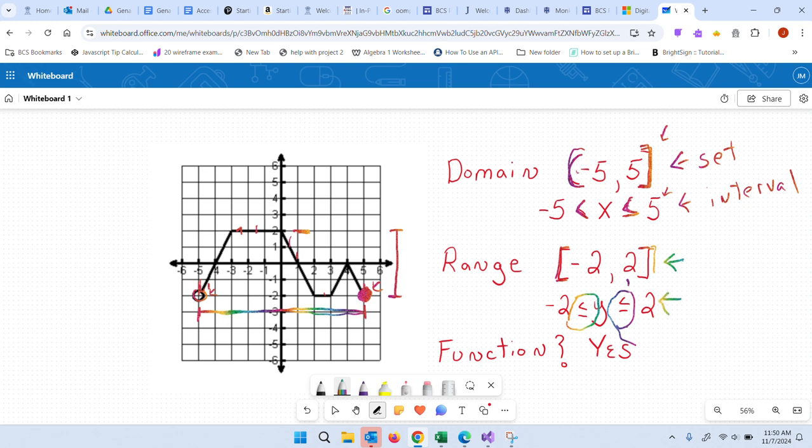All right. The final question on this, is this a function? You take the vertical line test across here, and I'm just going to keep drawing lines up and down. Yes, yes, yes, yes, yes. It never touches 2 points at any part of this. So yes, it is a function.